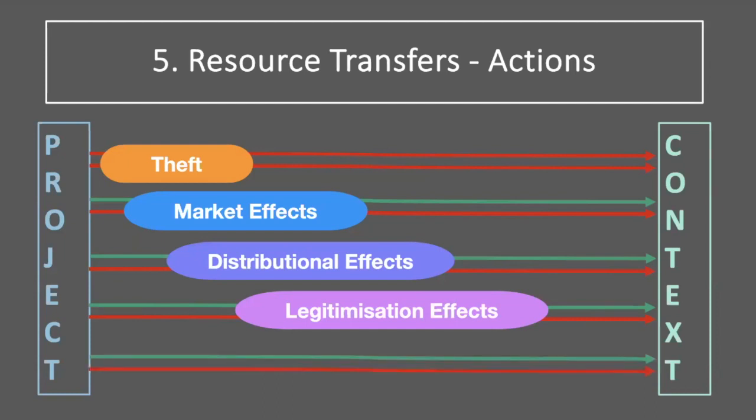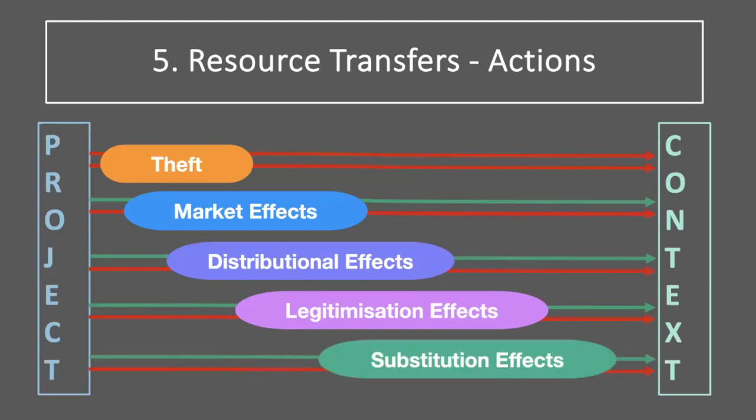And finally, we have the so-called substitution effects, where organizations are substituting for tasks that should be in the hand of local and national governments, be that, for example, the education sector. This can sometimes be necessary if the government is not able to do that after a war.